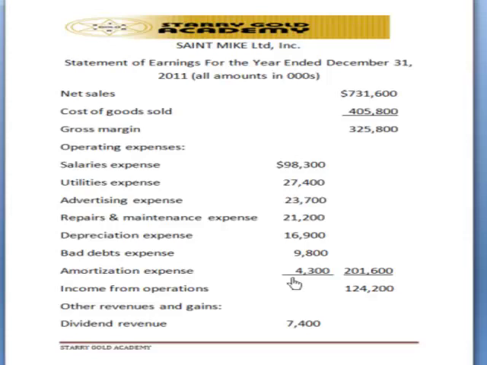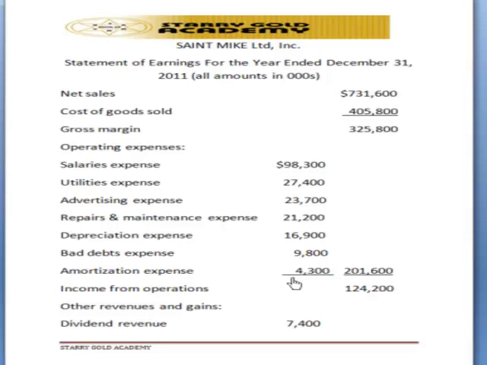So, St. Mike Limited, statement of earnings for the year ended 31st December 2011. This statement is prepared in US GAAP, as we can see the dollar sign there. Net sales, cost of goods sold, as you can see, these are the financials that have been prepared by an entity. So our job is to convert it to IFRS standard. Okay, so the financials will be given to you.